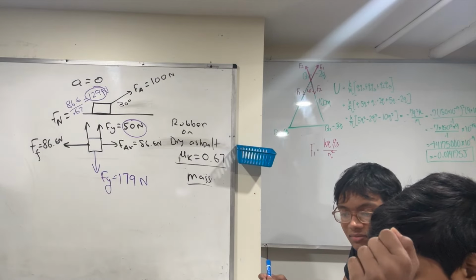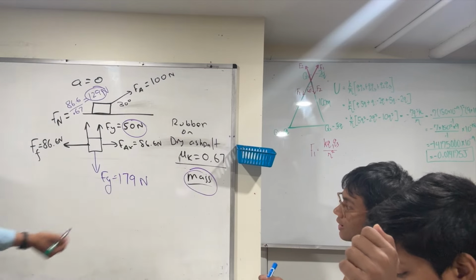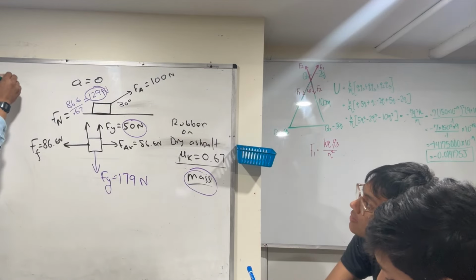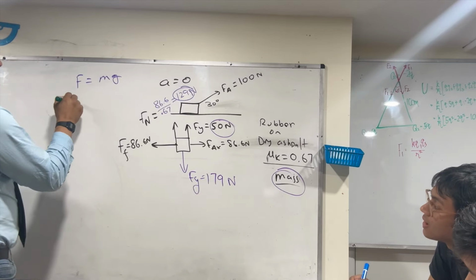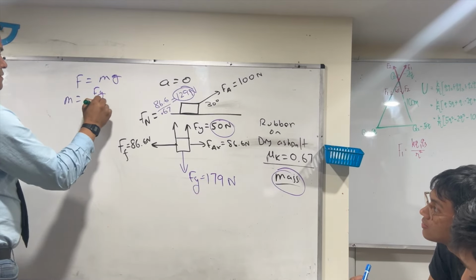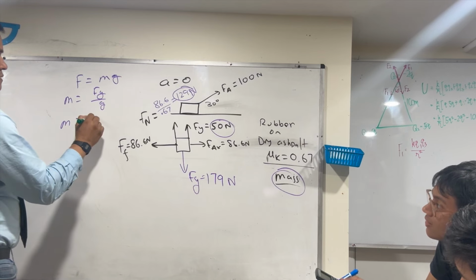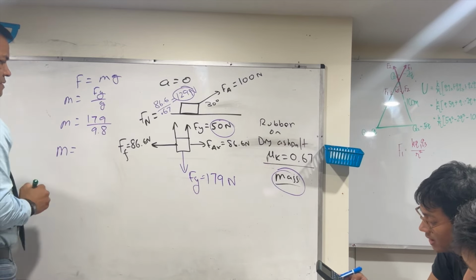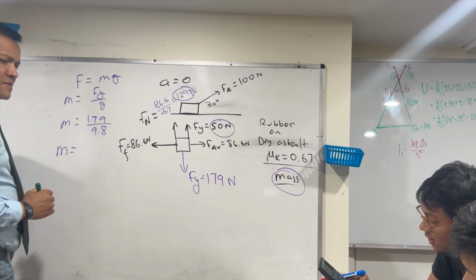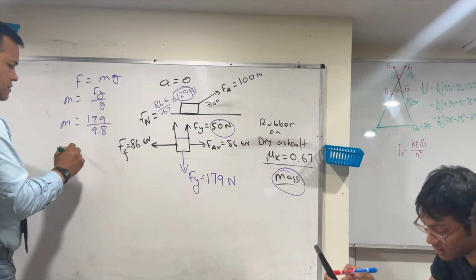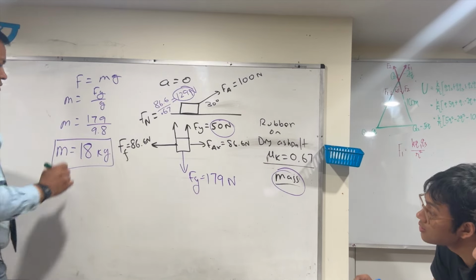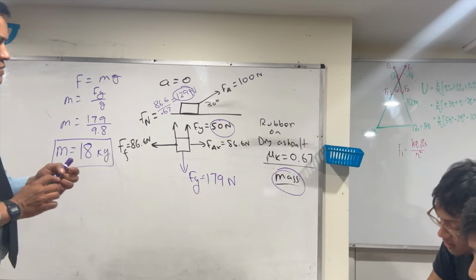Brown, can you tell me the mass of the box? Start with Newton's second law. F equals mg is equal to 179, so mass is 179 over 10, or 9.8. So mass is 18.26 kilograms, so 18 kilograms. That was problem number one.